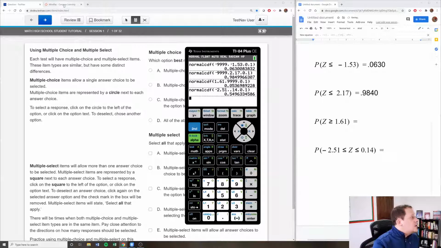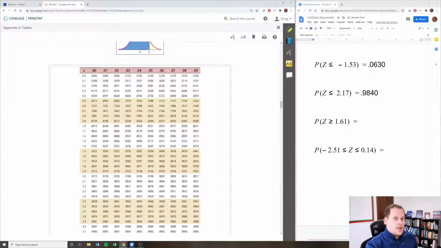Okay, so you can see as long as you're looking for an area to the left of a z-score, the table is pretty simple to use. Just find the z-score using the correct row and column, and just record the area that's in the table. It gets a little more interesting when you want the probability of z being greater than or equal to a z-score. We can still find this 1.61 z-score in the table. So we go to the 1.6 row, the 0.01 column. That's 0.9463.